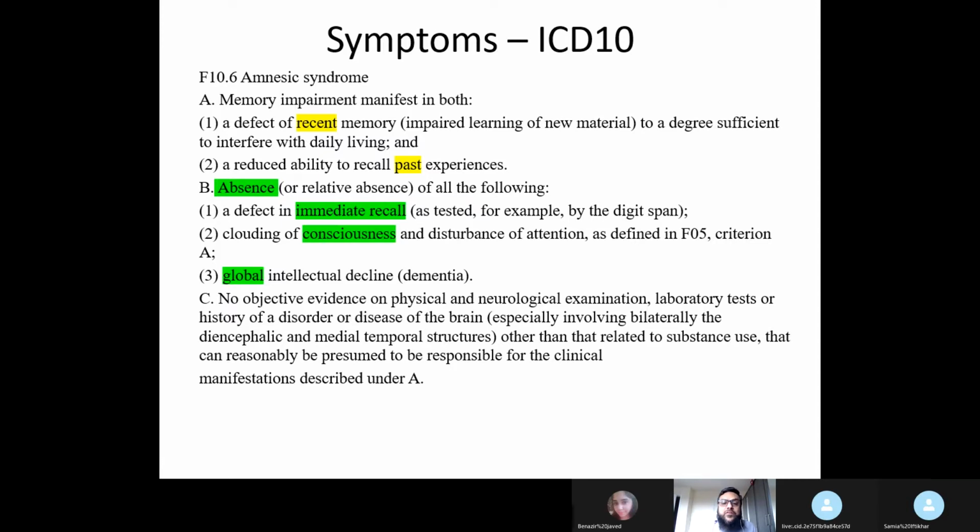Now my question to the audience is, what can you see in Korsakoff syndrome? What physical and neurological deficits can you see? Anyone? Gait disturbances can be seen, and cranial nerve palsy can also be seen. Yes, exactly. Very good. So gait disturbances, cerebellar damage, and other than that related to substance misuse.